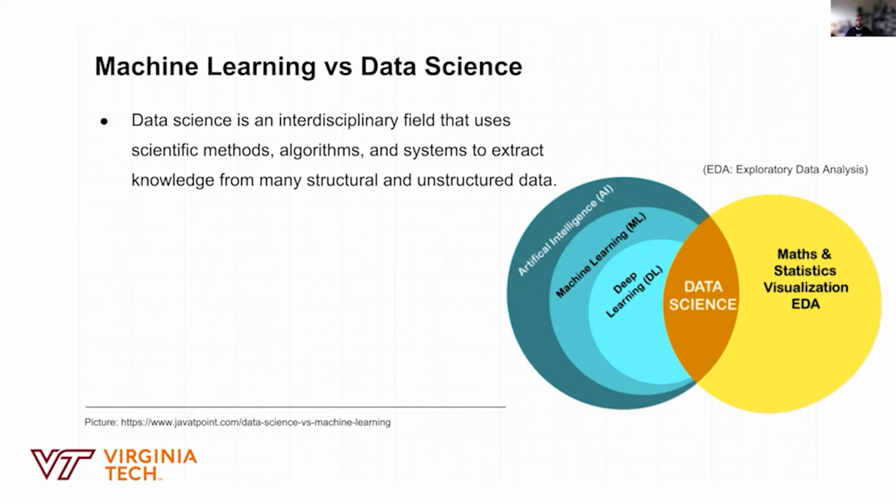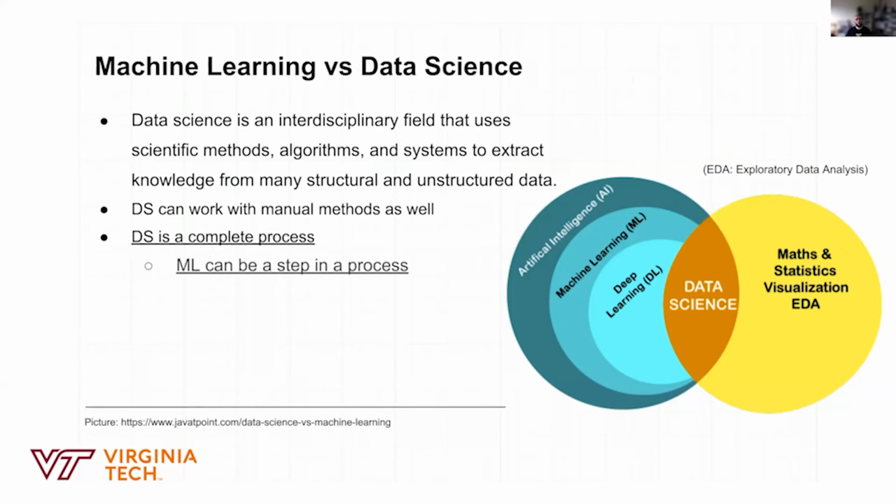As you can see from the figure, data science is at the intersection of what we have seen in the previous slide: deep learning, machine learning, artificial intelligence. It uses those tools to do some processing, and also uses other tools from math, statistics, visualization, exploratory data analysis, and so on. So in a nutshell, you can think of data science as a whole methodology, a whole system, a complete process, versus machine learning, which is just a tool or a step within this process.